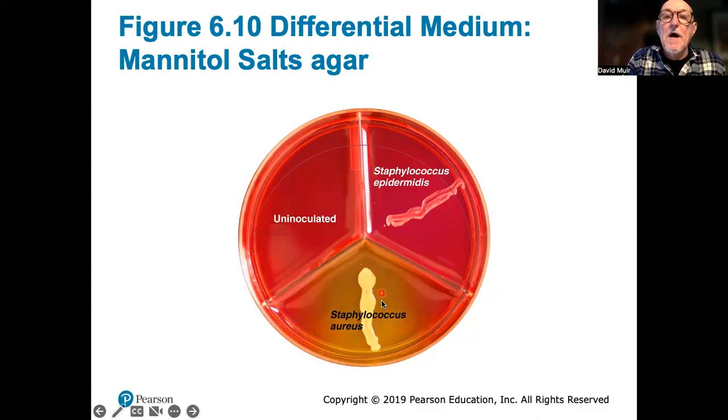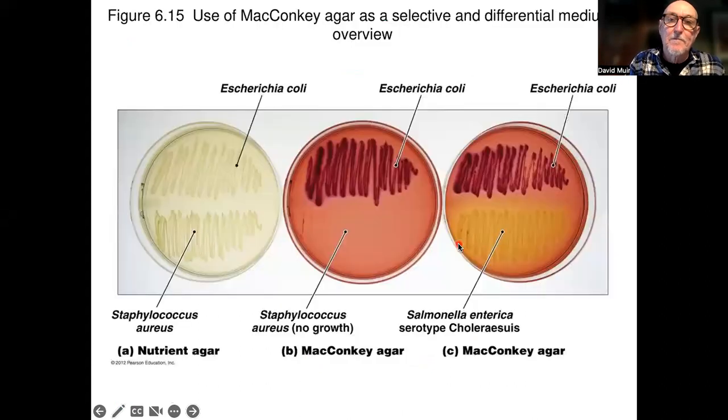Okay, I told you. It selects for things like the Staphylococci, but distinguishes between the Staphylococci because not all of them can ferment mannitol. Staph aureus does. It produces this typical yellow color on mannitol salts agar. Staph epidermidis cannot ferment mannitol, and it does not produce that color. So this is both selective and differential.